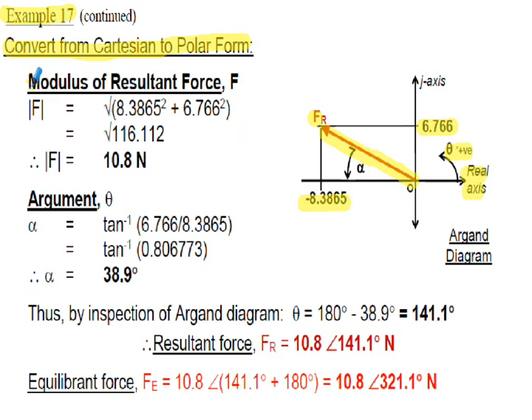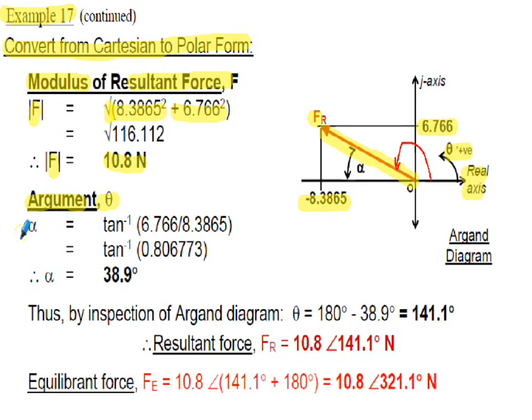So first of all, working out the modulus of the resultant force F. The modulus is 8.3865 squared plus 6.766 squared, all square rooted. That's Pythagoras' theorem. So the modulus is 10.8 newtons in this case. In calculating the argument theta, don't forget that theta must be measured from here around. So that's the angle we'll be looking for on the Argand diagram.